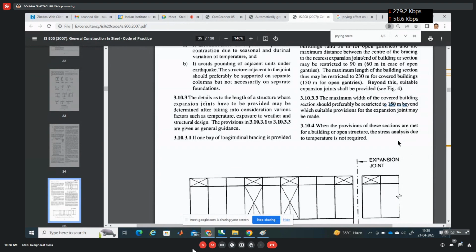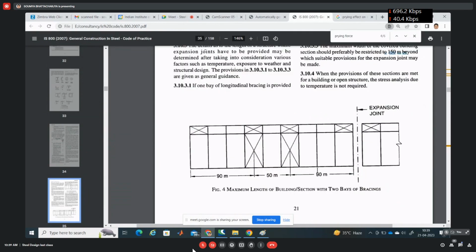That if it is up to 150 meter, you need not consider the thermal stress, and if it is up to 45 meter in RC, you need not consider the thermal stress. After that, you have to consider the thermal stresses. Now, what we do, instead of considering the thermal stresses in the analysis, we provide an expansion joint. For RC structure, after each 45 meter, we provide an expansion joint, and for steel structure, after each 150 meter, we provide an expansion joint.